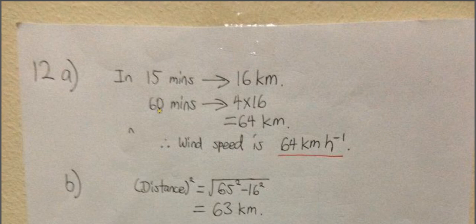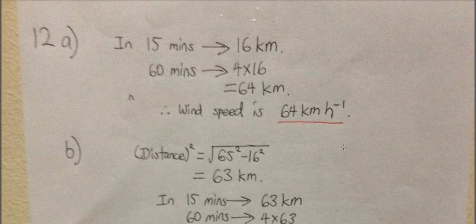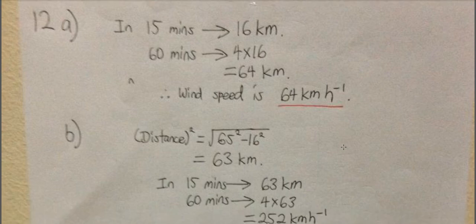So in 1 hour, it will travel 4 times 16, which is 64 kilometers. Therefore, the wind speed is simply 64 kilometers per hour. Part B. I want to find the speed of the aircraft in still air.